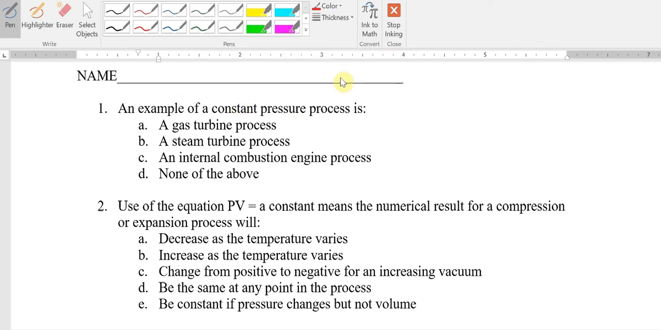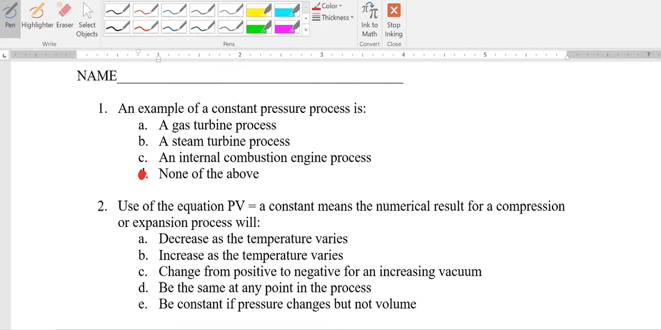All right, let's go through the test real quick. An example of a constant pressure process. Actually, none of those above are constant pressure processes. The pressure changes through all of them.